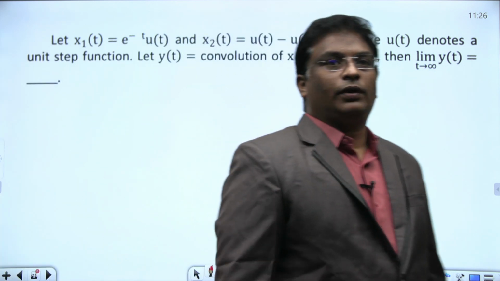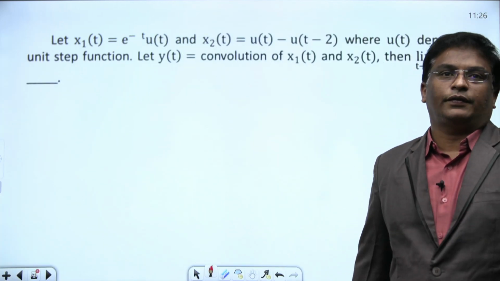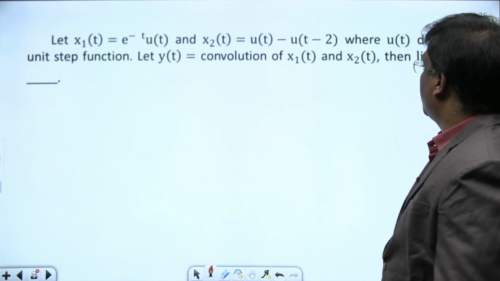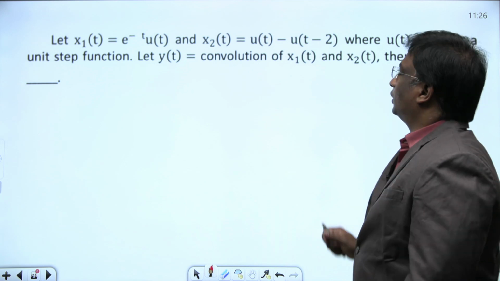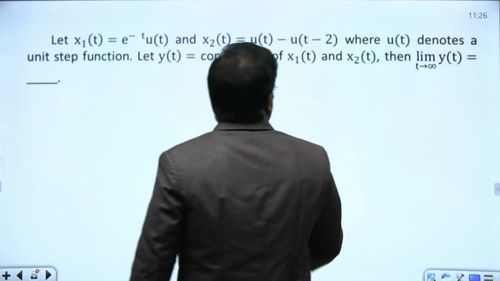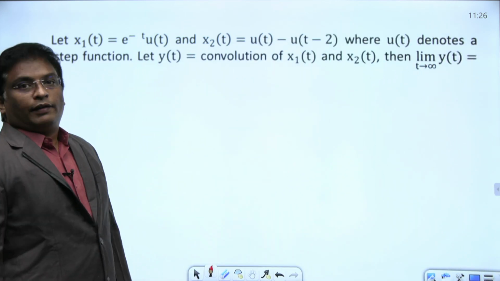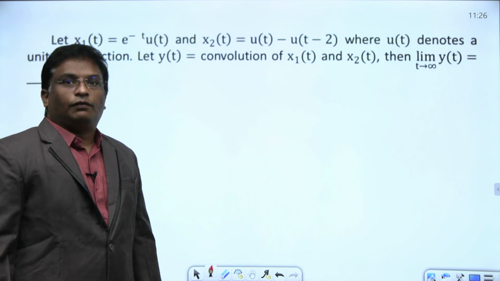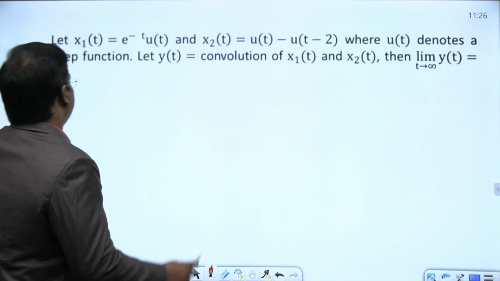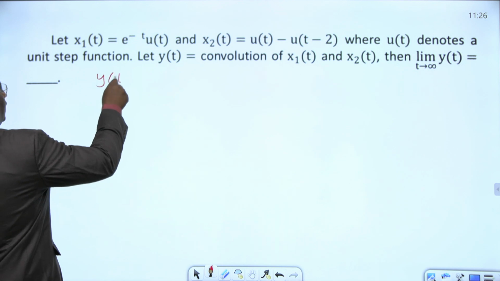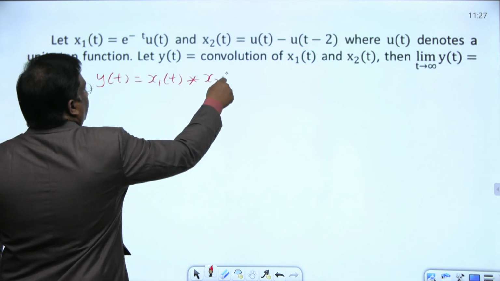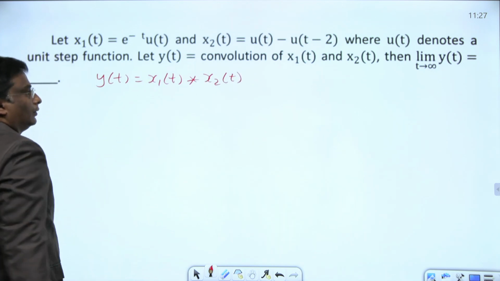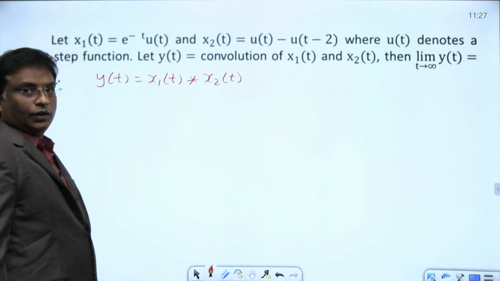Let x1 of t equal to e power minus t u of t. x2 of t is given as u of t minus u of t minus 2, where u of t denotes the unit step function. What is y of t? The convolution of x1 of t and x2 of t. They are asking for the value of y of t as t tends towards infinity, where y of t is nothing but x1 of t convolved with x2 of t.